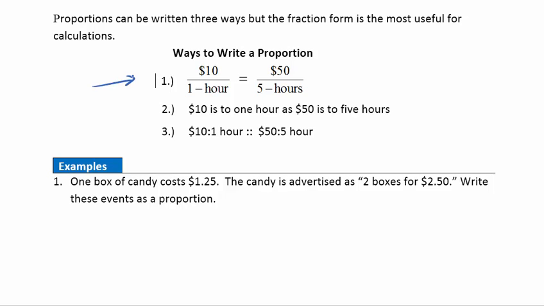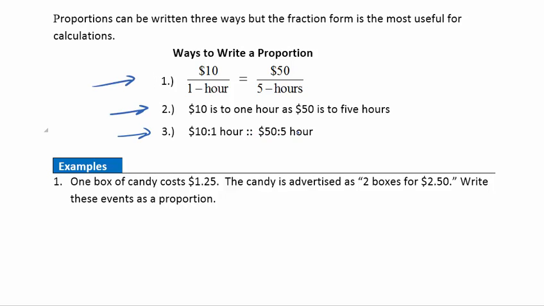However, sometimes we want to write these in an English sentence or statement, and so we'd use one of these two ways for that. We can say, $10 is to 1 hour as $50 is to 5 hours. And that's one way that you can read this proportion when it's written as a fraction. And then if we really want to shorten it, we can write that out with colons, and it means the same thing. 10 is to 1 hour as 50 is to 5 hours.